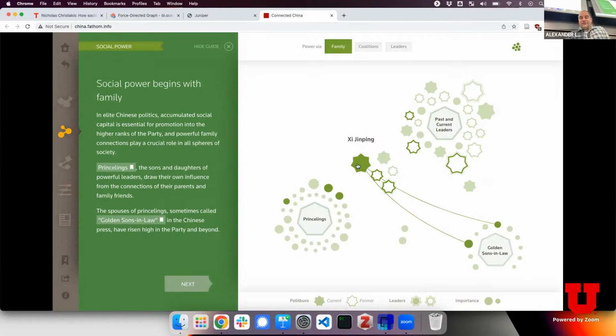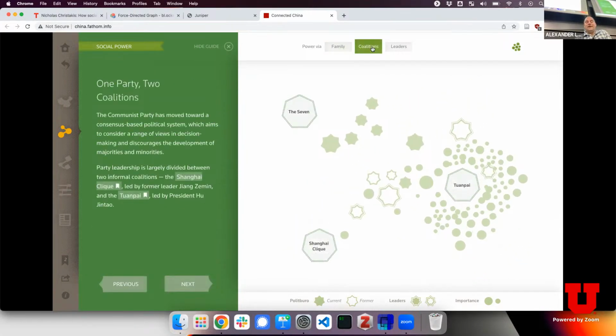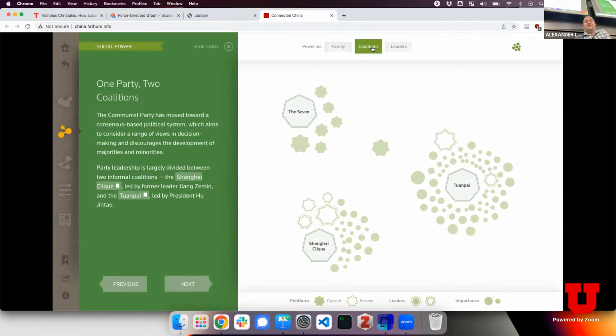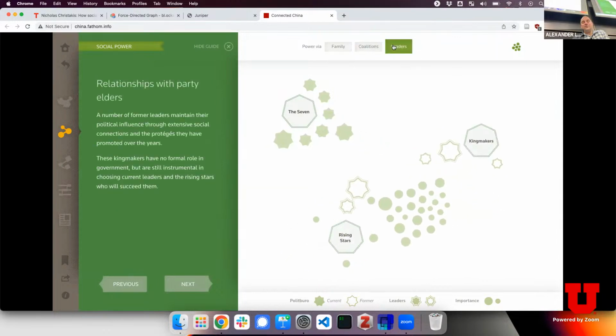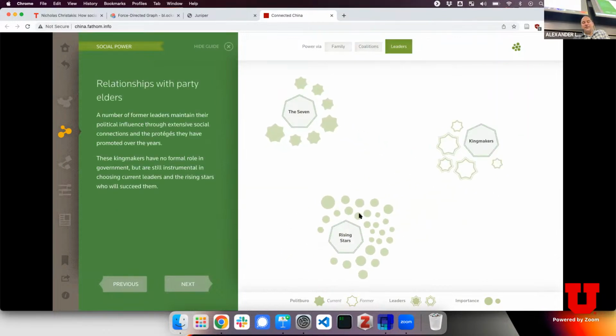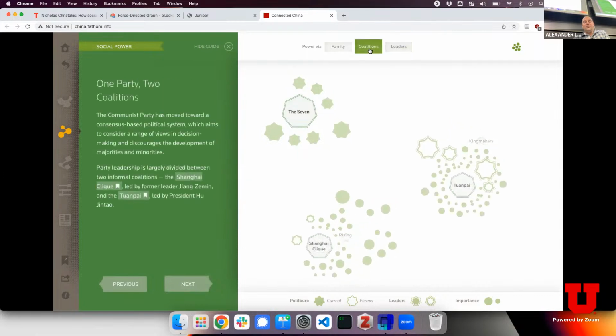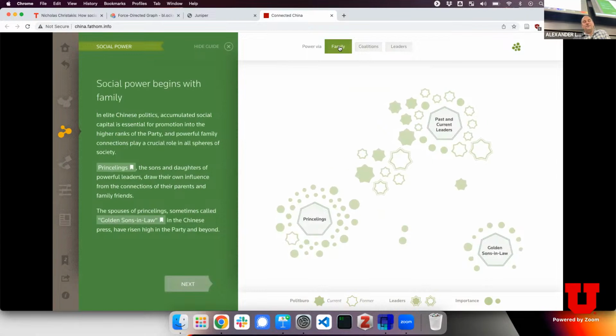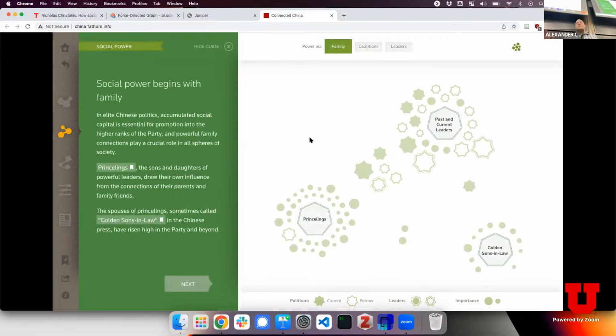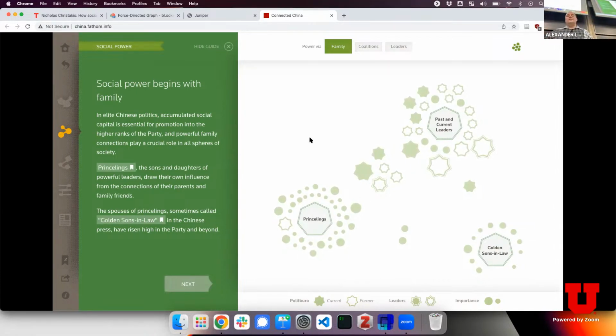Okay. So then I guess we can also switch between different layout types, right? These are categorical dimensions of that network. And we can switch this to kingmakers, rising stars, or the 7, the coalitions, or the family power that we see here. So we can rearrange the layout. We'll talk about this when we talk about multivariate network layouts, but this is now a layout by categorical attributes.